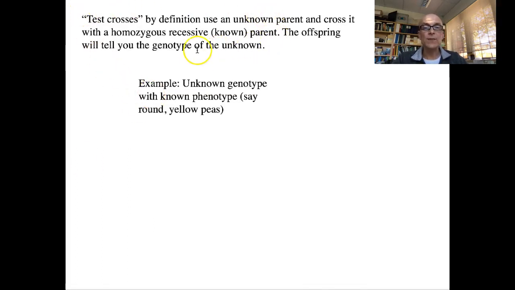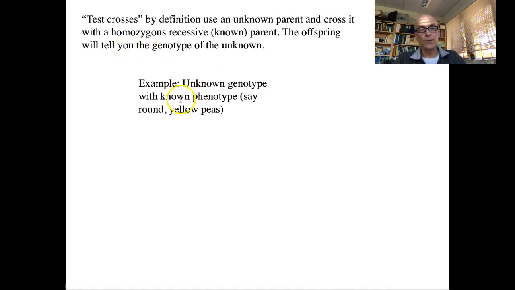So a test cross, by definition, uses an unknown parent and crosses it with a homozygous recessive parent. So if I were to say, here's my parent, make a test cross, then you would say, this is my parent of unknown genotype, and it will be crossed to a known genotype because the test cross always uses a homozygous recessive parent. So the homozygous recessive would be the little a, little b parent. The offspring will then tell you the genotype of the unknown.